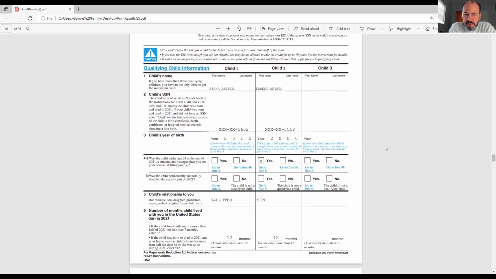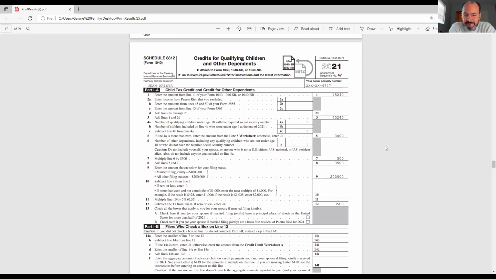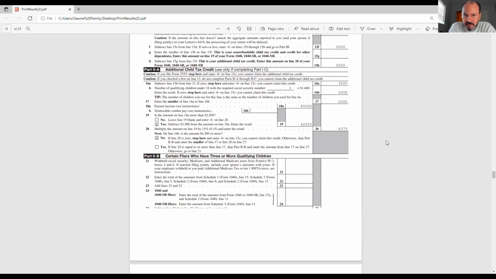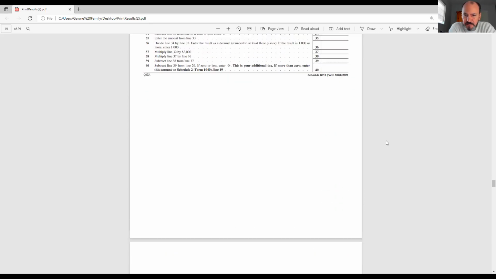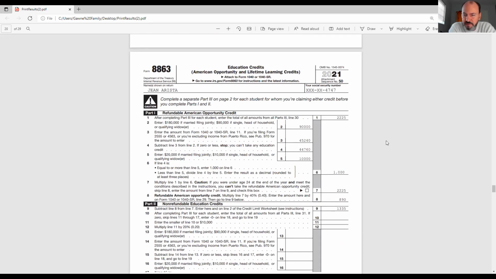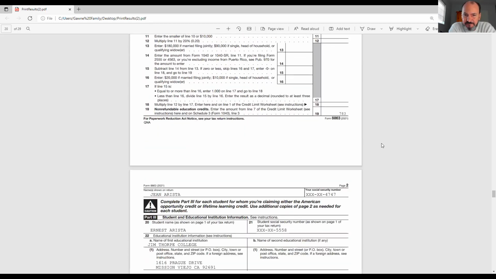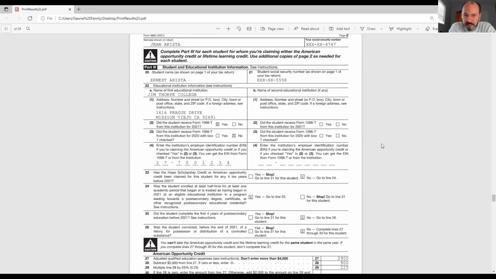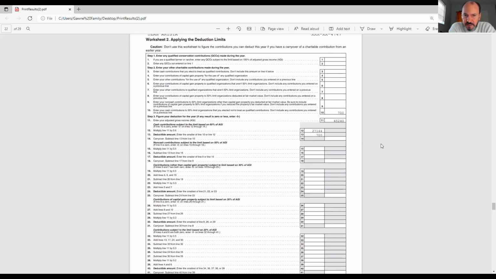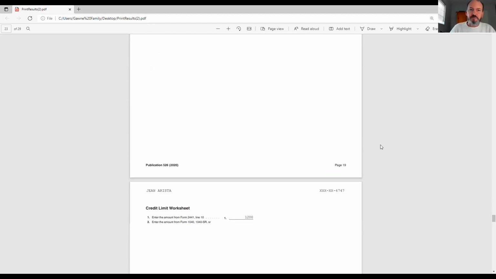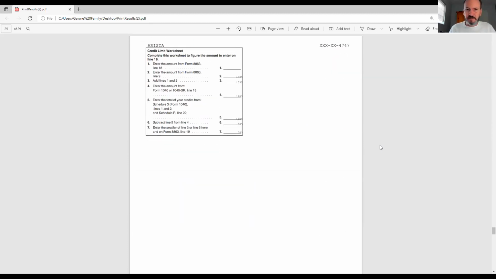Okay, so we've got the two kids. We're not going to spend a lot of time there. Okay, go ahead and blast through this and keep going. And I think that's pretty much all. Yeah, there's the education credit. And again, you see the refundable and non-refundable portion. Okay. And next page. Yeah, I think we're done. I think that's all we need to talk about there.